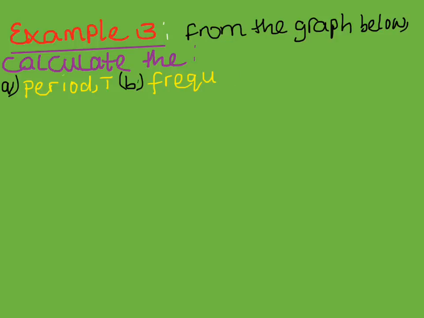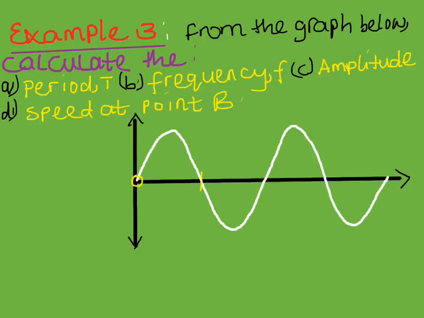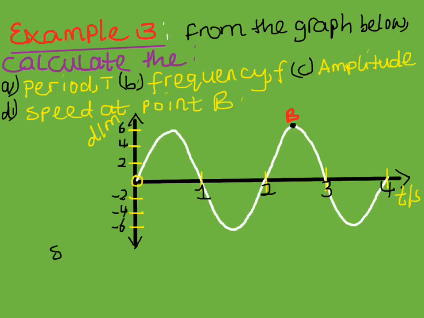Now let's take the next example. From the graph below, calculate the period, the frequency, the amplitude, and the speed at point B. I believe from the previous examples, you can actually give the amplitude from this graph. You can give the period, you can give the frequency.